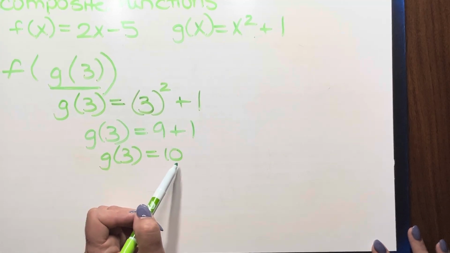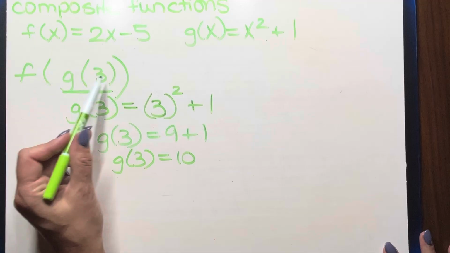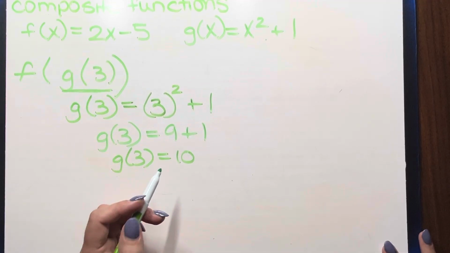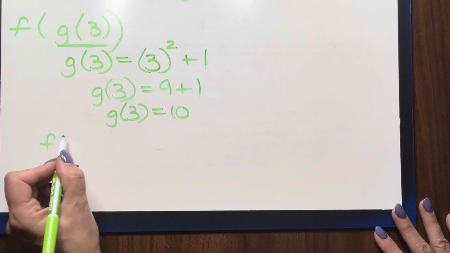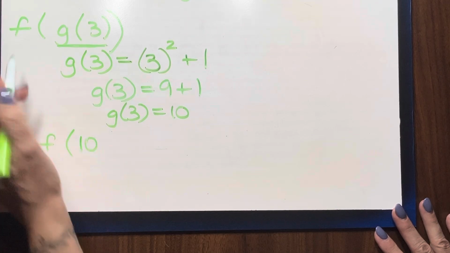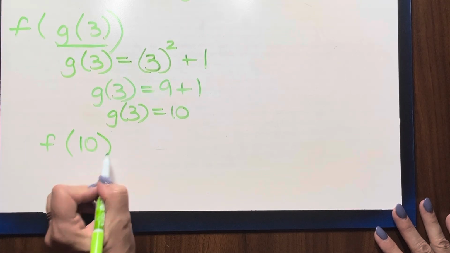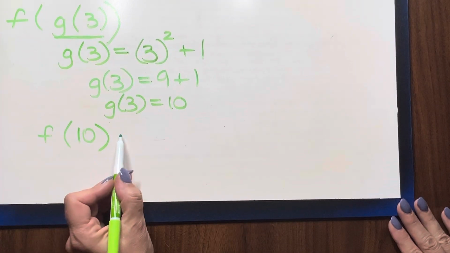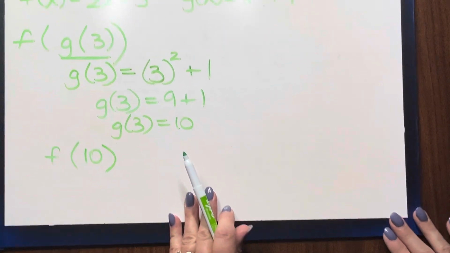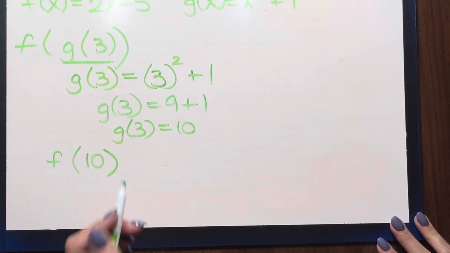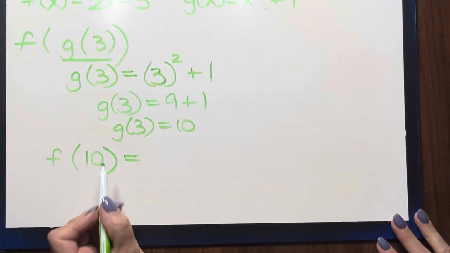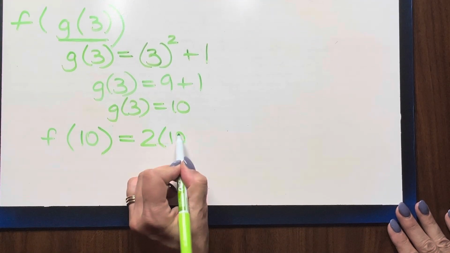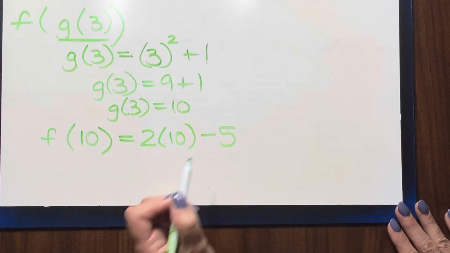So what I do next is I go back up to my original functions, and instead of this g of 3, I'm going to plug in the 10. So now instead of f of g of 3, it's f of 10. These are the equivalent values. This tells me now I'm going to go back and use this 2x minus 5. And everywhere I see the x, I'm plugging in this 10. So 2 times 10 minus 5 now.